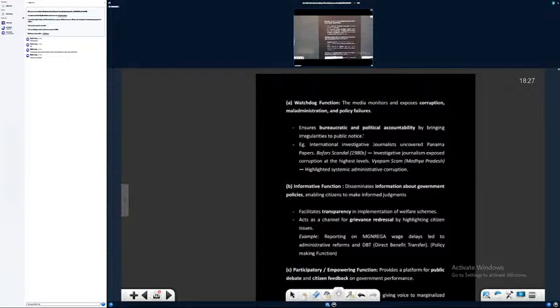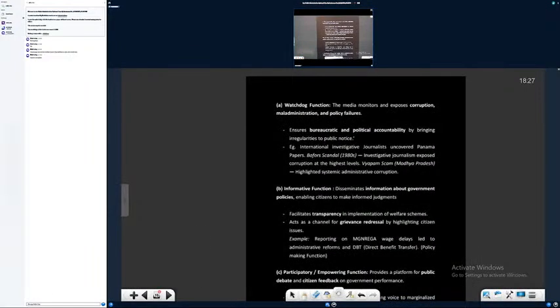This is seen. Now, see, watchdog function ensures bureaucratic and political accountability by bringing irregularities to public notice. For example, the Bofors scandal that happened. Before the scandal happened, guns were being bought by giving extra money, and media said, okay, this does not look fine. This is too much money for this. So this scam was brought to the fore. This was during the Rajiv Gandhi government.